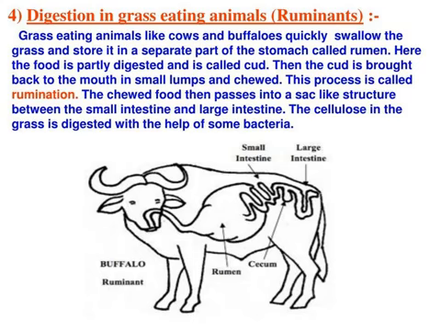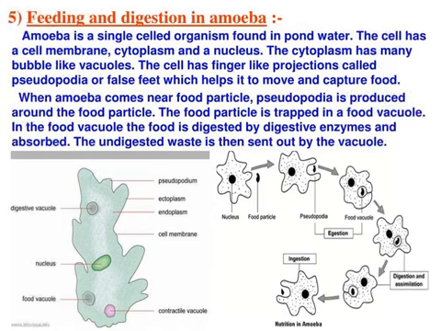Students, after learning about the digestion pattern in the ruminants, let's have a view on the nutrition pattern in a very interesting creature, that is amoeba. Students, amoeba is a single-celled organism that performs all its life activities within its unicellular body. It usually occurs in stagnant water of ponds and puddles.